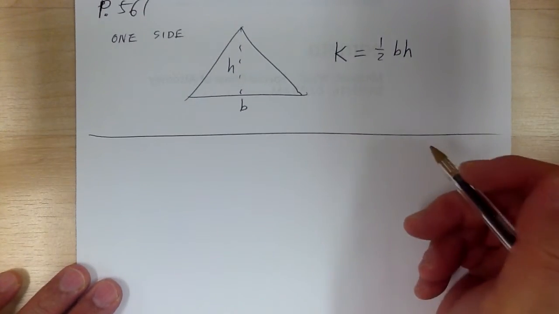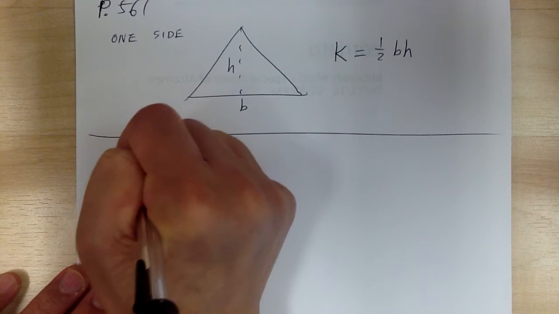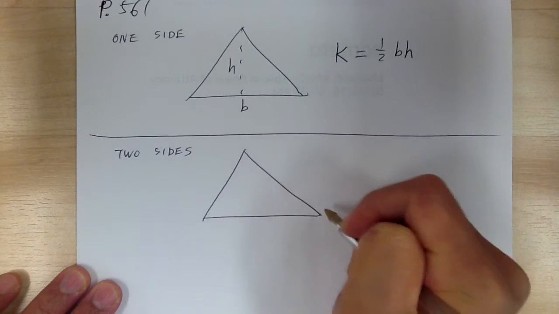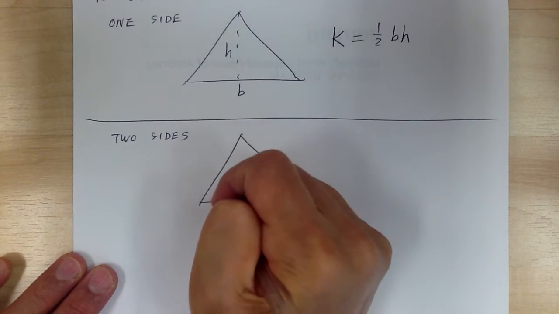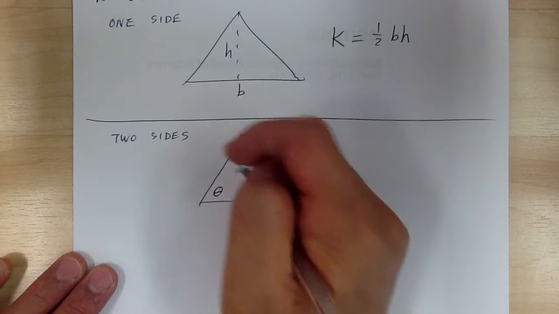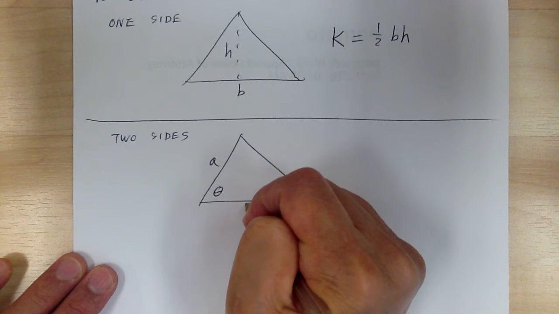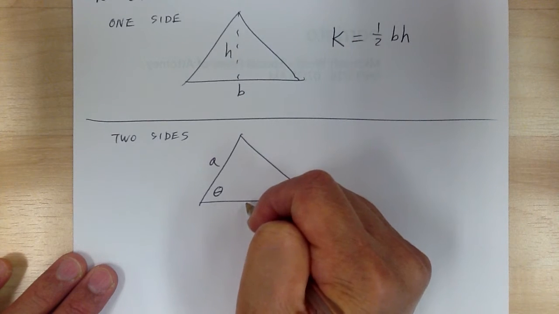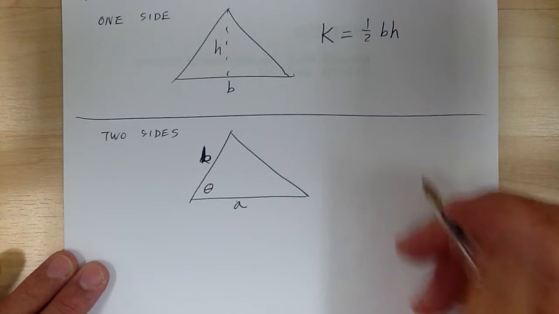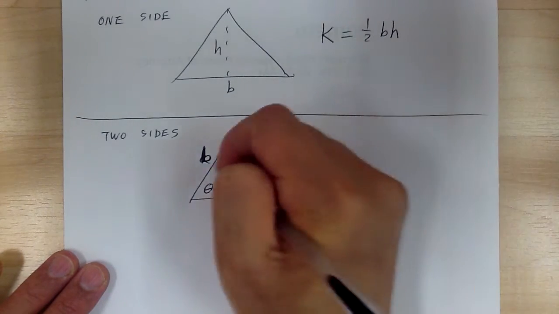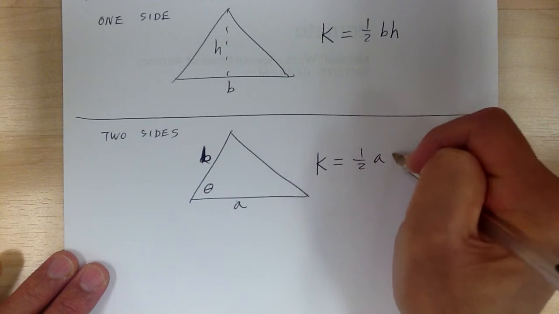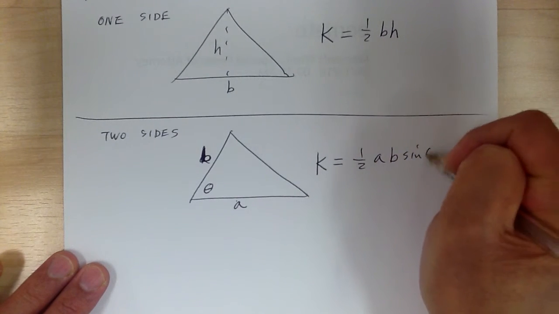Then the next one is when two sides are given, with the angle in between. So this would be like angle theta. Okay, and I'm going to call this A, and call this B. So in this case, the formula for the area is equal to 1/2 AB sine theta.